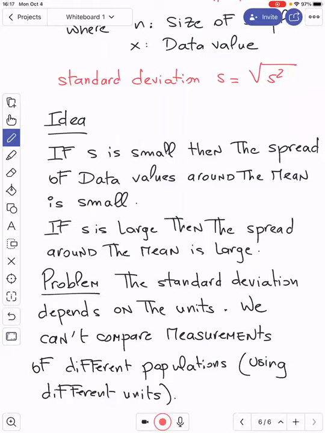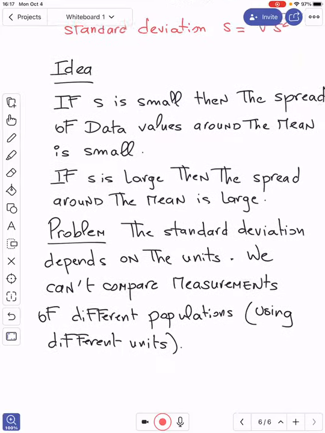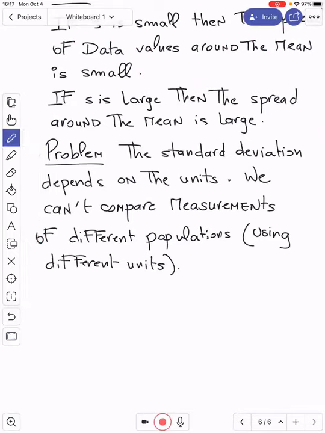So the idea now is to use a different measure of spread, which is independent of units. And that will be the coefficient of variation. So today, as a third measure of spread, we're going to discuss the coefficient of variation.